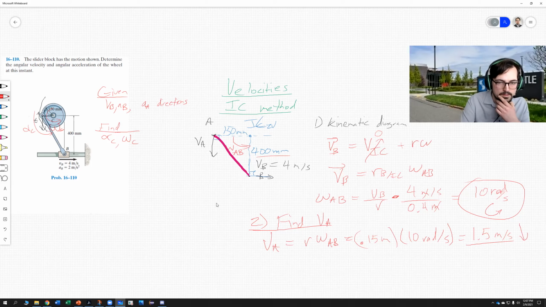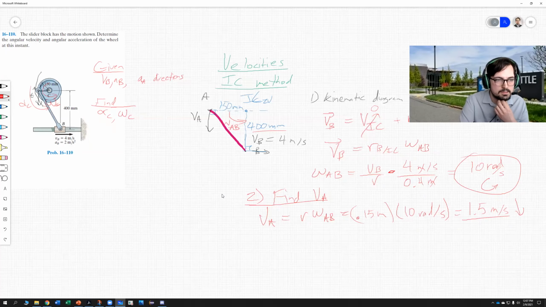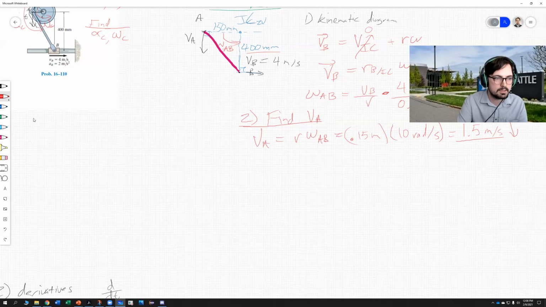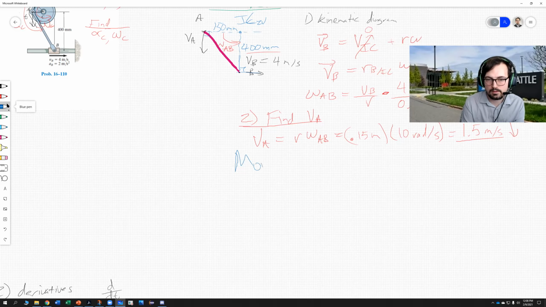All right, so now I found my velocities here, and that's where the IC method ends. We got to stop right there. Now we move on to accelerations.